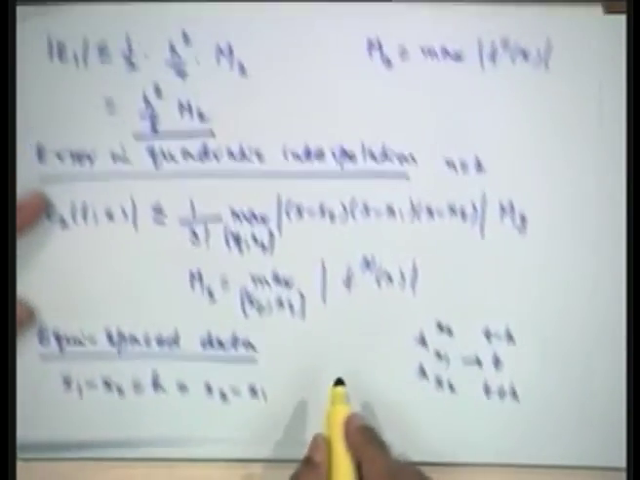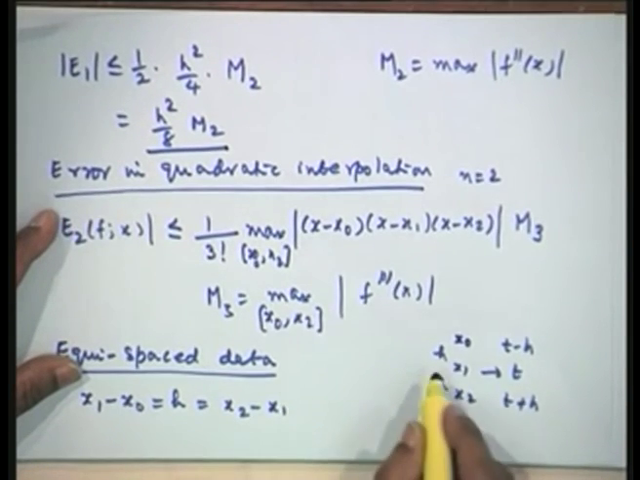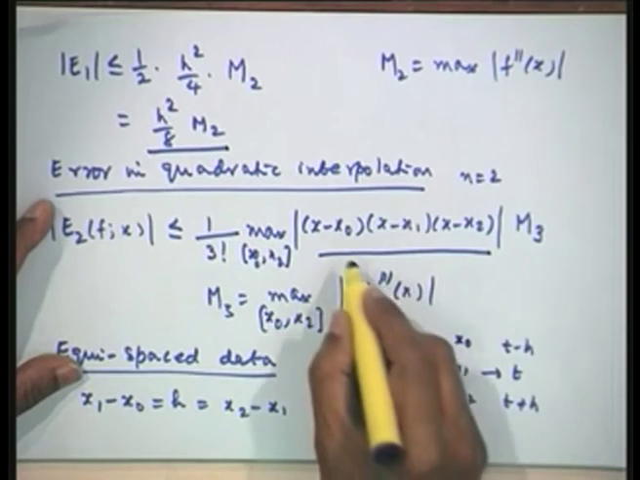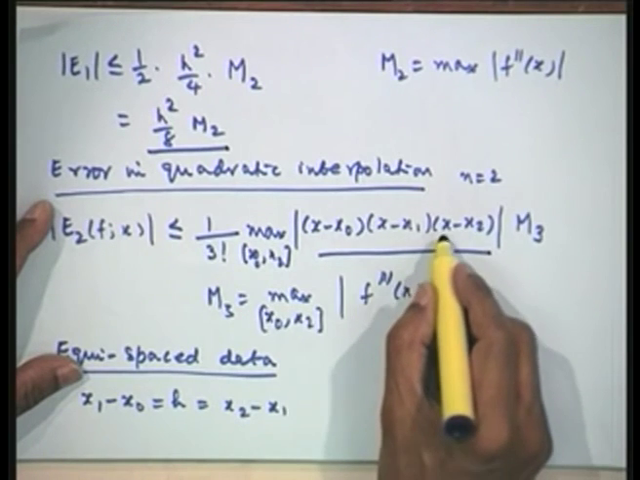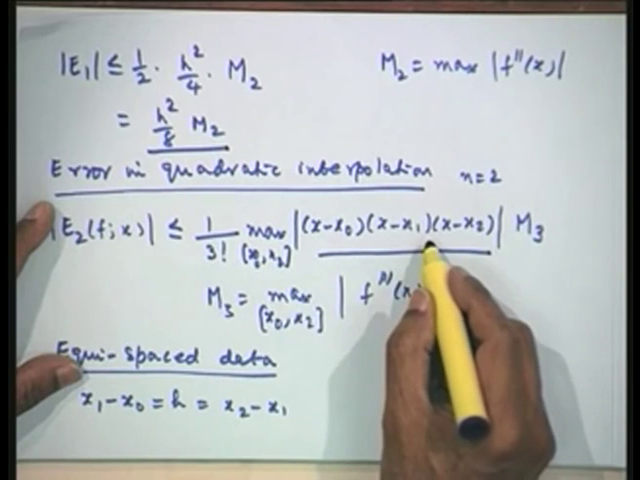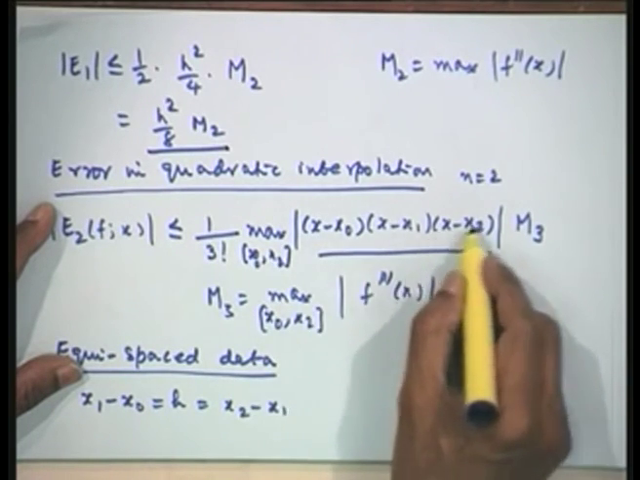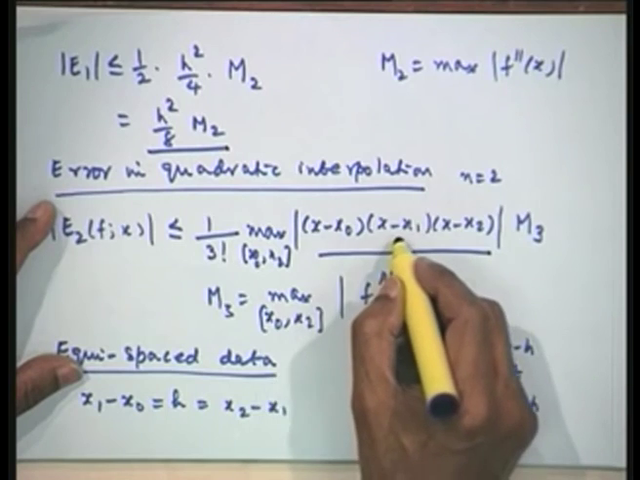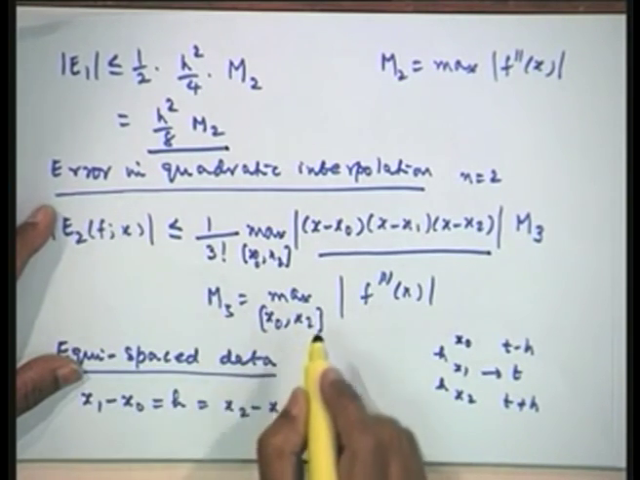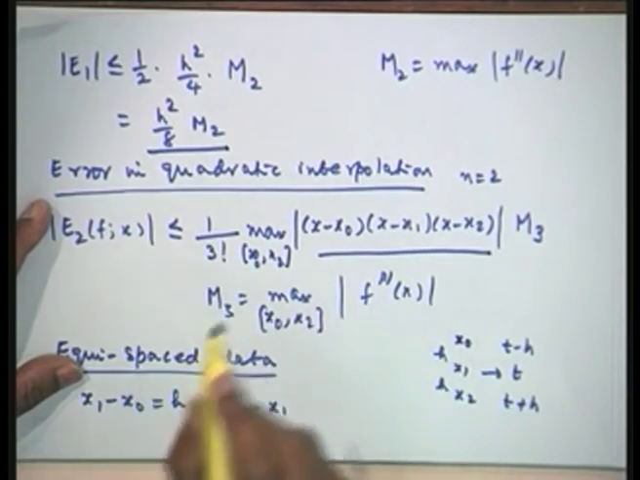But if the data is not equispaced, then I shall use this particular expression to find the maximum of the cubic. I can differentiate it and get the two values of x from here, find the maximum out of those two values, and substitute here. That will give me the maximum value of the error, which will be the bound for the error of interpolation.